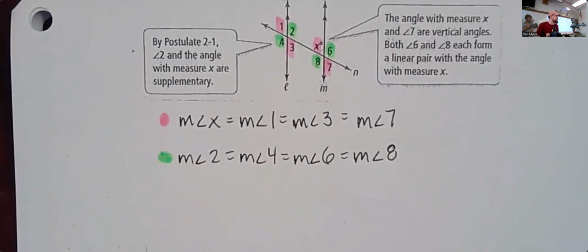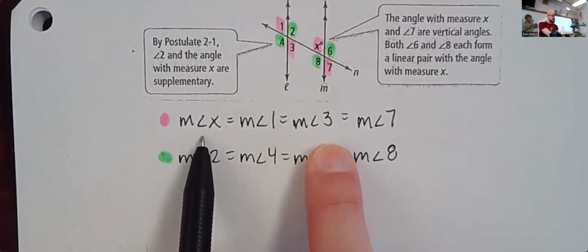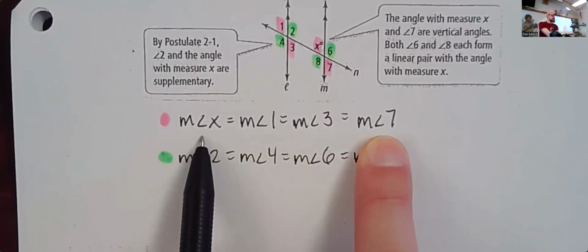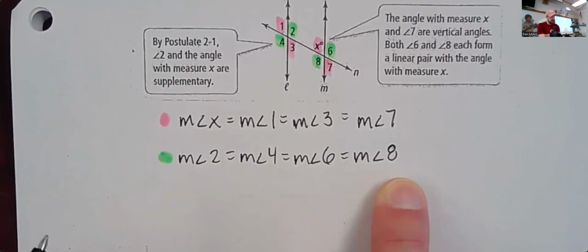Question for you. If x equals 80, what do all those equal? If x equals 80, all of these equal 80, which means all of these equal what? 100. Why do you know that? Because the line equals 180.